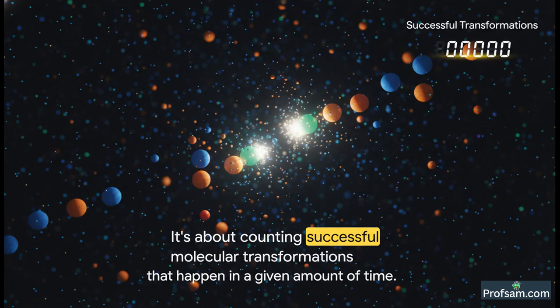Now let's zoom in, way in, to the molecular level, which we can't even see. What's really going on? Well, you have all these tiny reactant particles just zipping around, constantly bumping into each other. The reaction rate is basically us counting how many of those collisions are actually successful, the ones that manage to break old bonds and make new ones, in a certain amount of time.